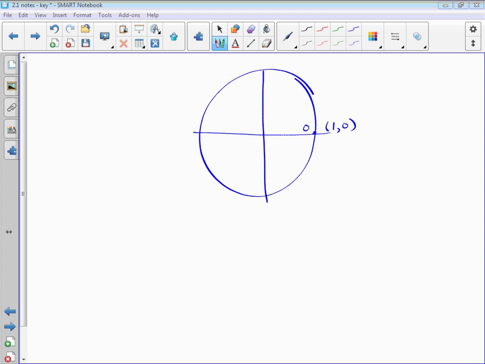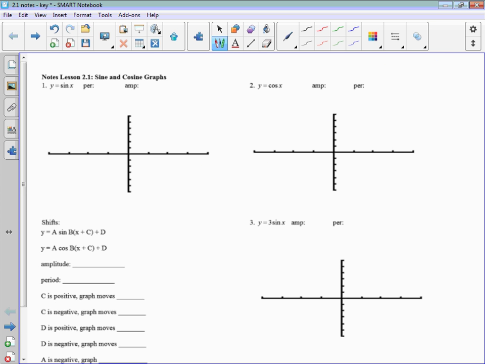We're going to just think about a few points here. So if I ask you for the sine of 0, what would you tell me? 0. Yes, the sine of 0 is 0, right? So on your graph, you're going to have a point at 0, 0.